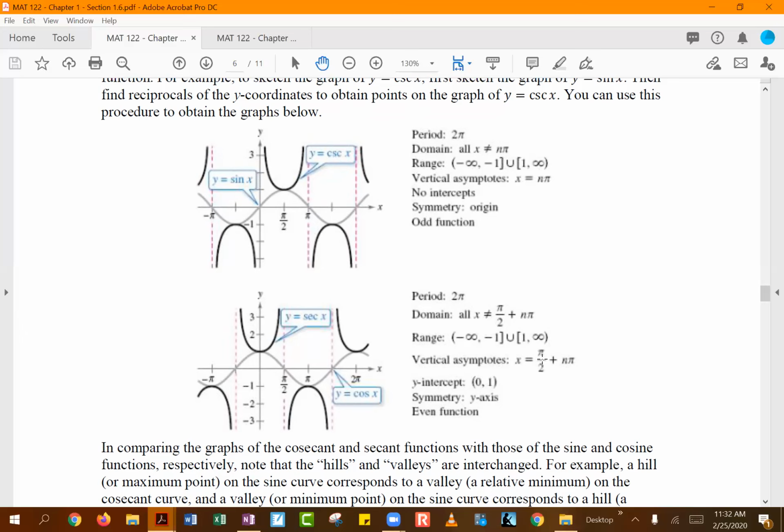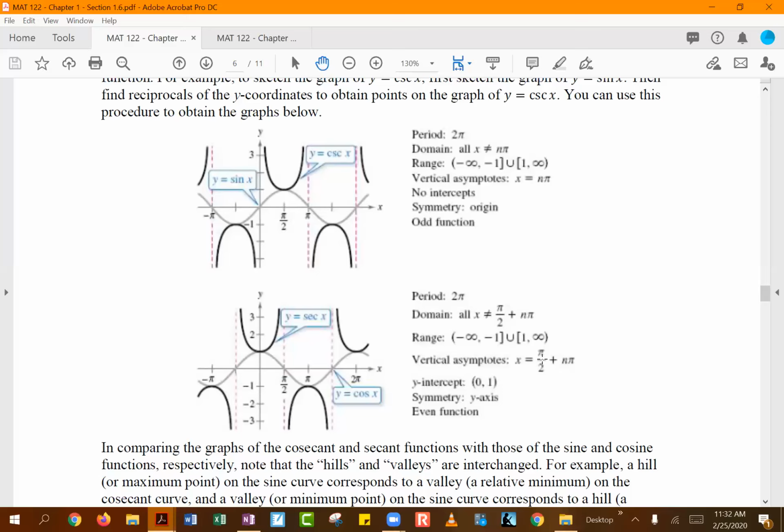Now, if you add your amplitudes, phase shift, and that kind of thing, the answers will change. But for just a basic cosecant function, your range is going from -infinity to -1, and then it starts at +1 to +infinity. Obviously, vertical asymptotes at the same place where the domain is undefined.